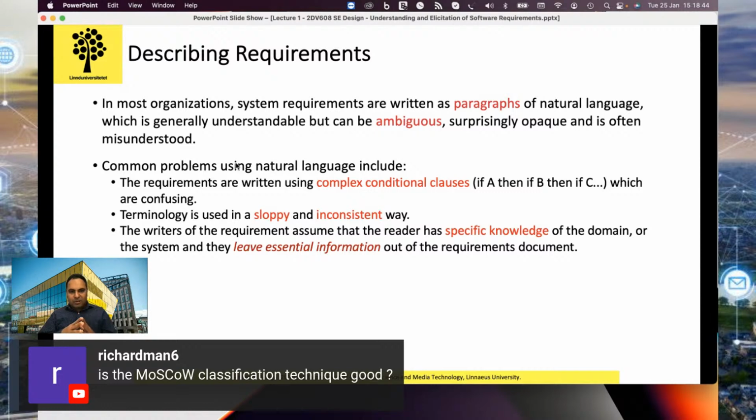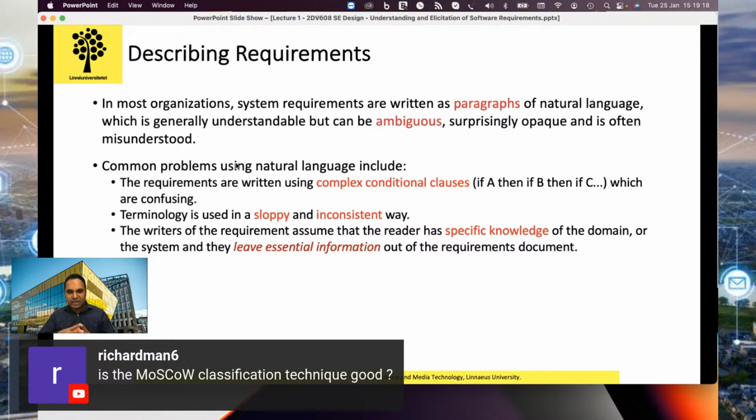The problems of using natural language are multifold. That's why sometimes developers use different specification languages rather than natural language, because natural language by default has these kinds of problems. Sometimes it might include conditional clauses, so multiple dependencies between requirements or between phrases in the requirements statement.